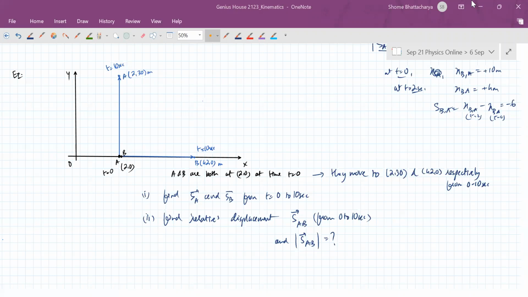Yes, Anirudh, that's correct. Just your i cap and j cap are interchanged. Now work out the second part. I cap and j cap should be interchanged in your answer, Anirudh. Yes, sir.